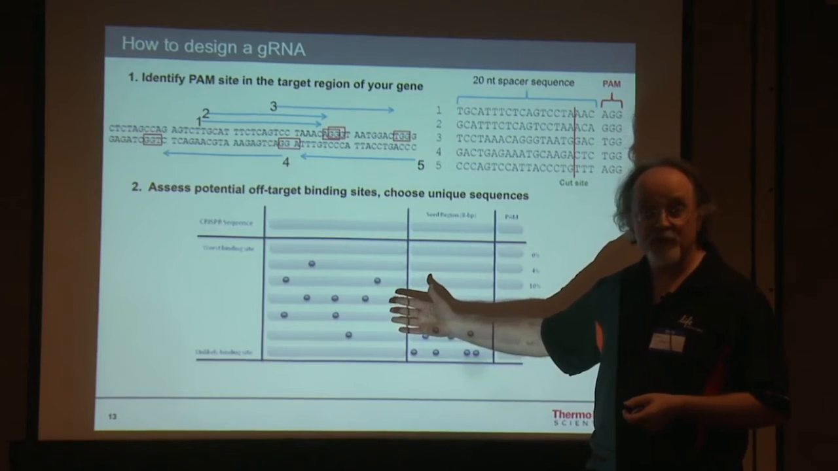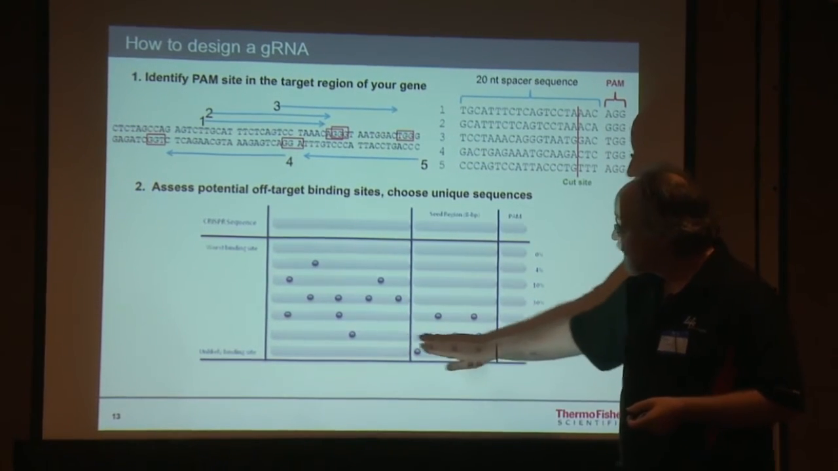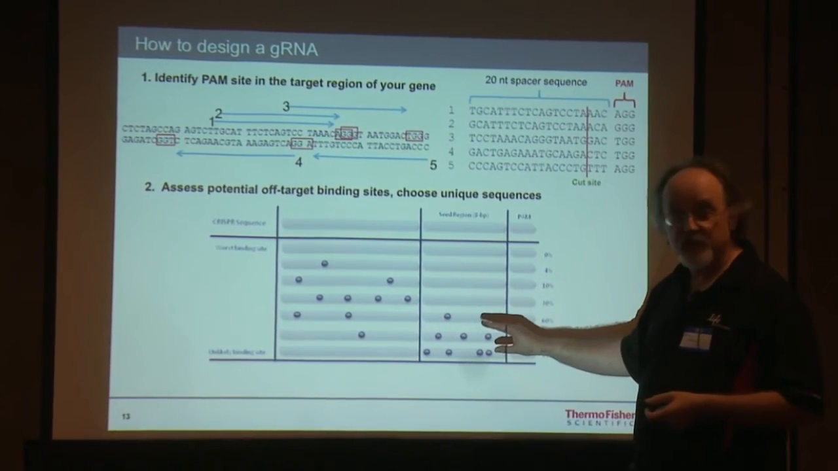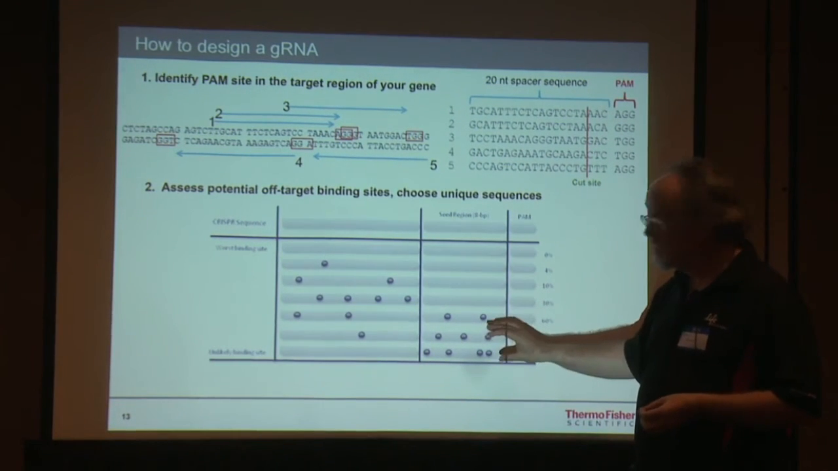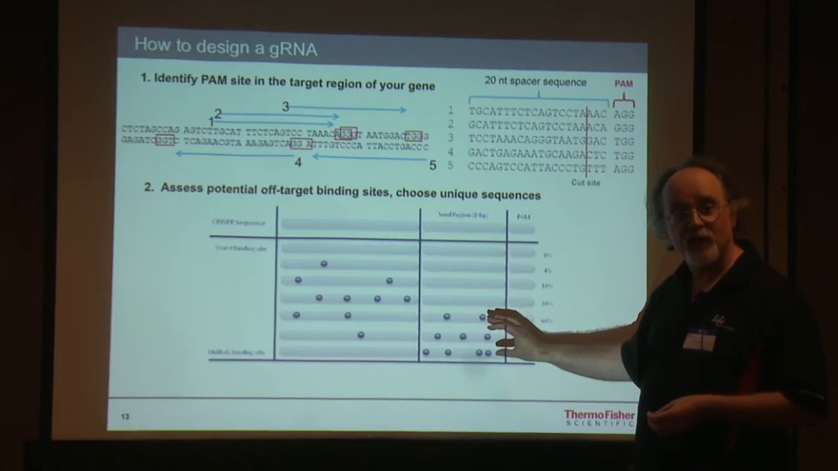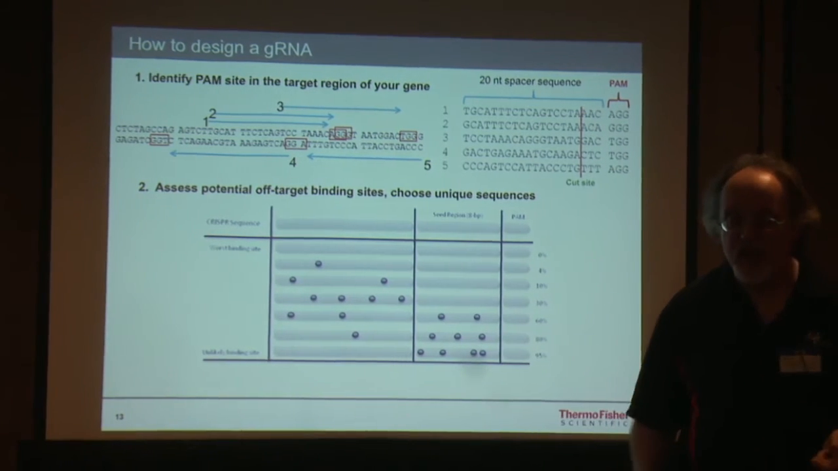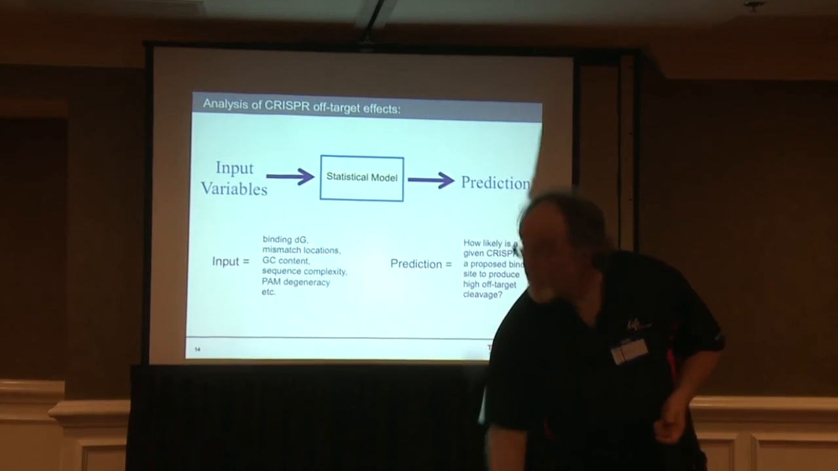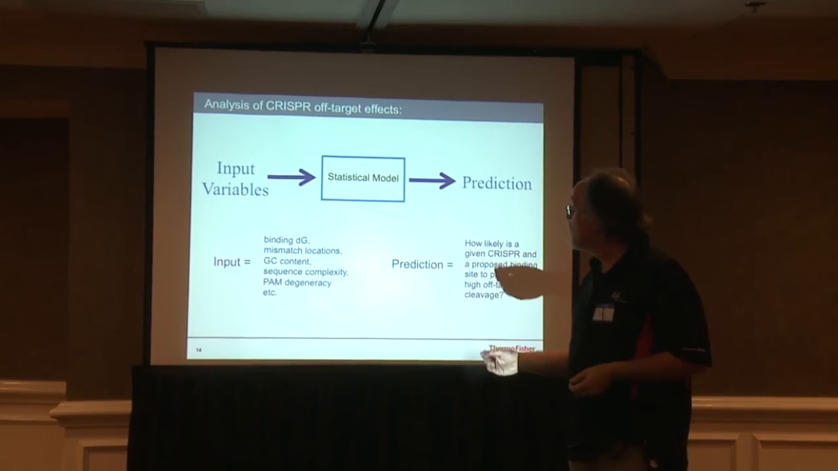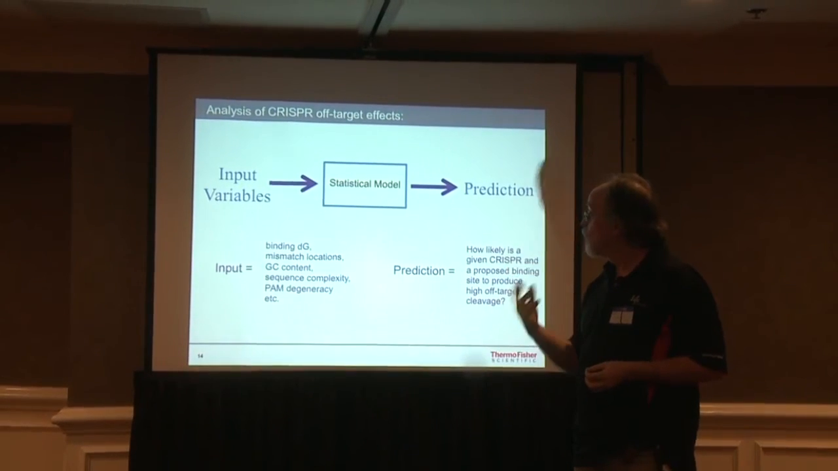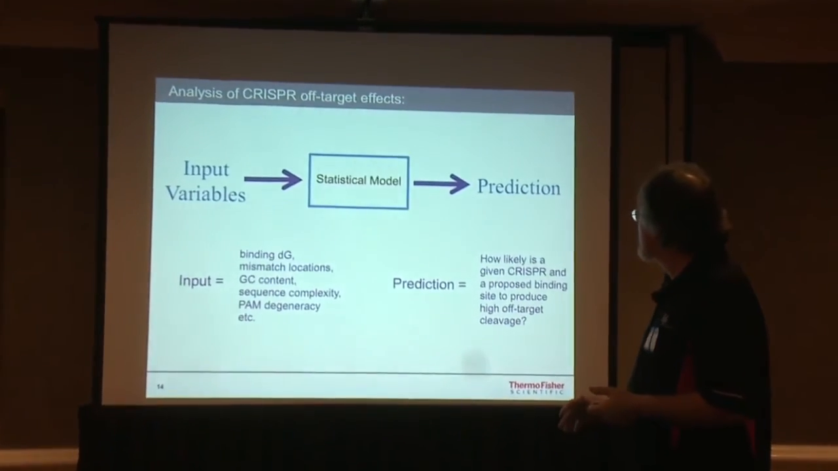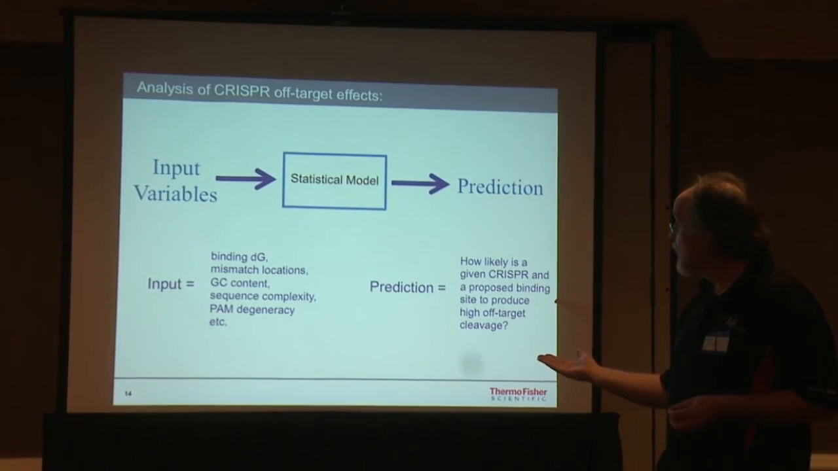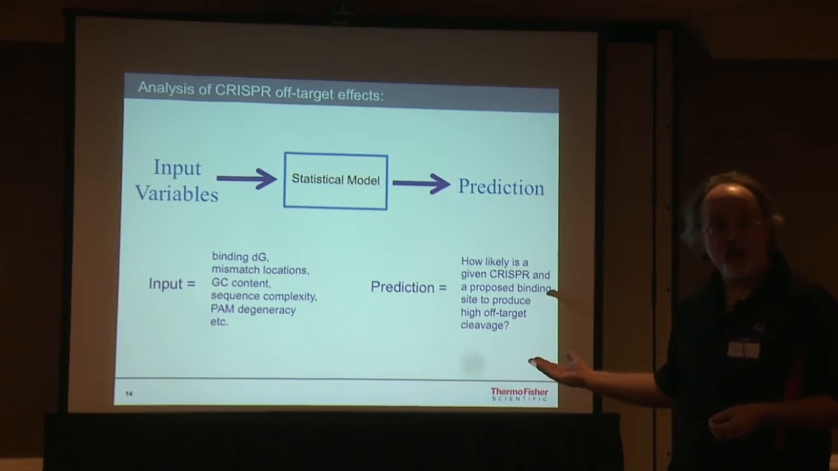Instead, we're looking for sequences which have few to no polymorphisms down here, and ideally any biases in sequence binding here. This is really what we're using to do the guide RNA selections. Then we're scanning our model, looking for binding, mismatch locations, GC content, and so on and so forth. And we're basically asking the question, how likely is it a given CRISPR and a proposed binding site could produce an off-target cleavage?